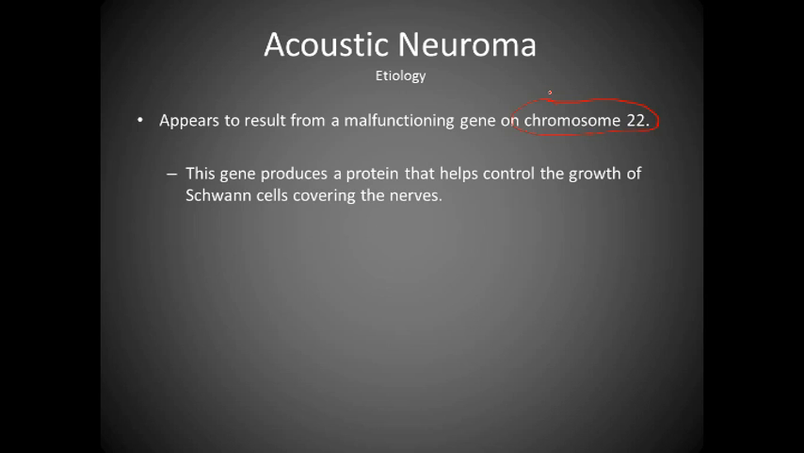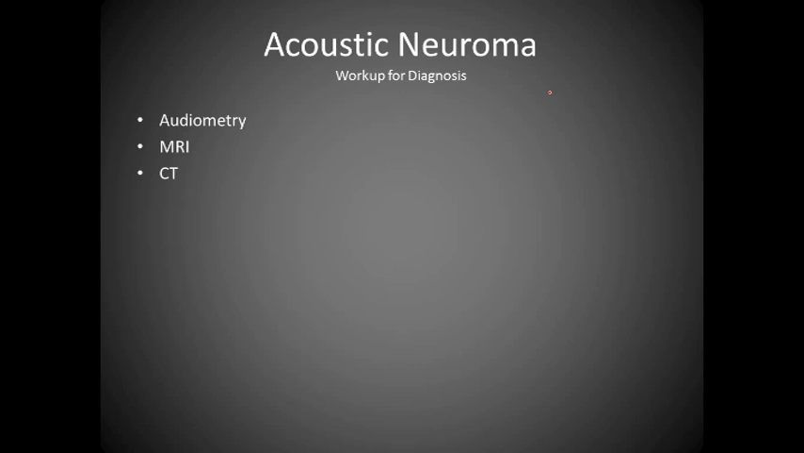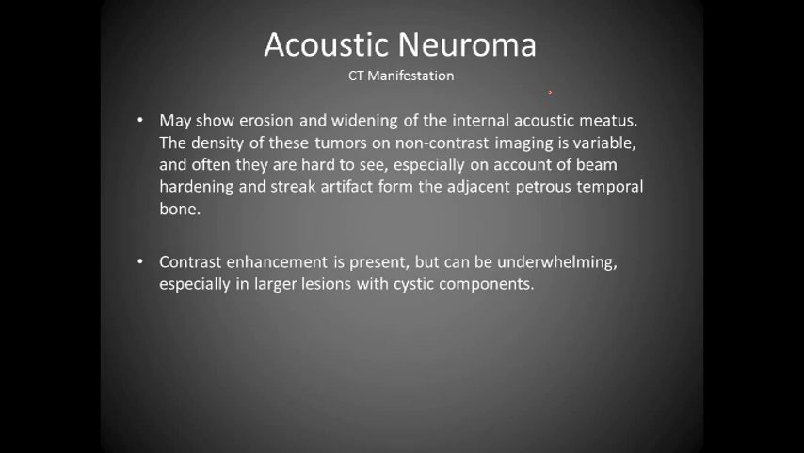This gene produces a protein that helps control the growth of Schwann cells covering the nerves. So it's an abnormality in the covering of the nerves, or the Schwann cells. Associated symptoms are, as we might guess, hearing loss, ringing in the affected ear, loss of balance, dizziness, facial numbness, and/or weakness. So all of these things can be representative of an acoustic neuroma. Once again, a workup for diagnosis is quite similar to cholesteatoma, with audiometry, MRI, and CT all playing a key role in diagnosis.